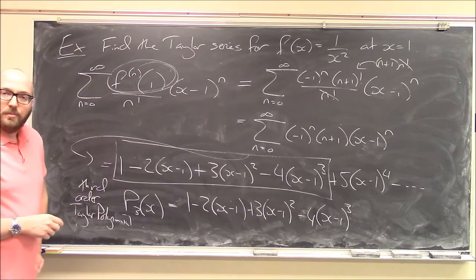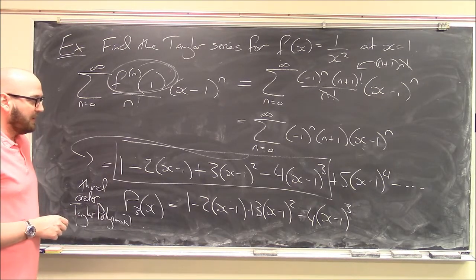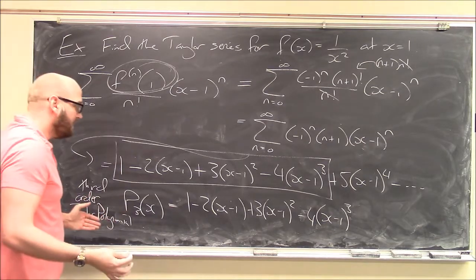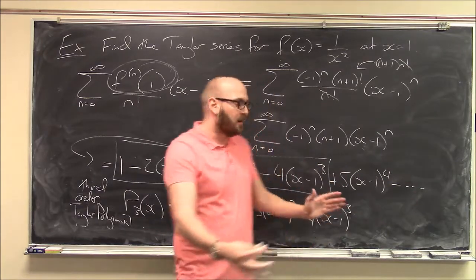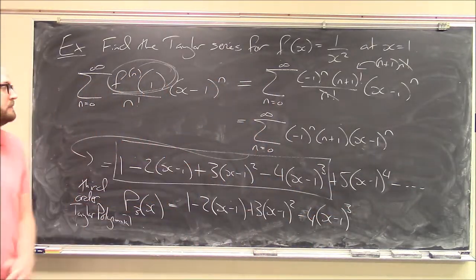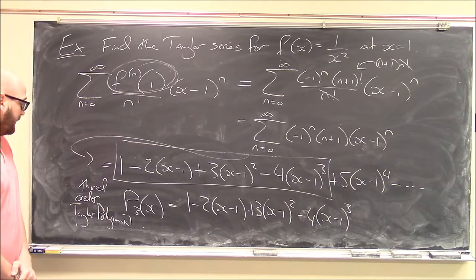Right? So the power here is important. If I said find the fourth order Taylor polynomial, p sub 4, you would count out to the fourth power, and then truncate the rest, just cut it off. Right? So it's a finite polynomial. And that's really all there is to Taylor polynomials.